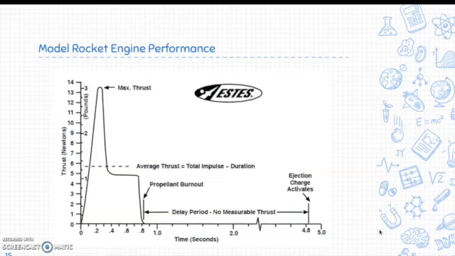And then this last graph here is a visual demonstration of model rocket engine performance. So previously we had talked about how we find things inside of a graph using the impulse formula. So this is the type of graph that we would be looking at. So basically it plots thrust and time together. So we can see the point of max thrust and the average thrust, as well as the ejection charge activation point, the delay period, all of those things graphed visually.